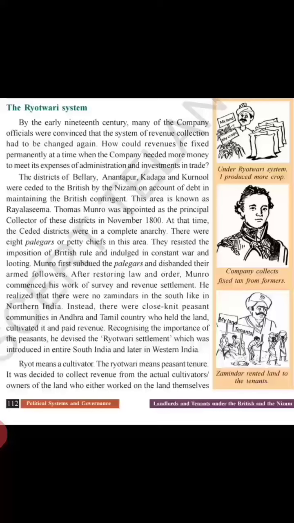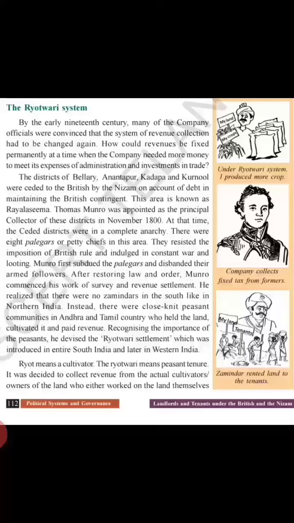So here children, as I said, we have studied the permanent settlement. What is the permanent settlement? According to Cornwallis, who was the Governor General, the zamindars had to collect a fixed amount of money from the farmers and pay a fixed amount of money to the British government every year. But you have seen it was one of the failures.